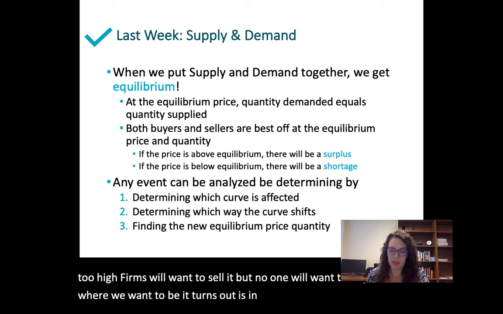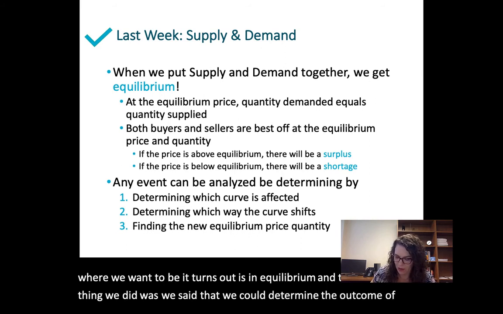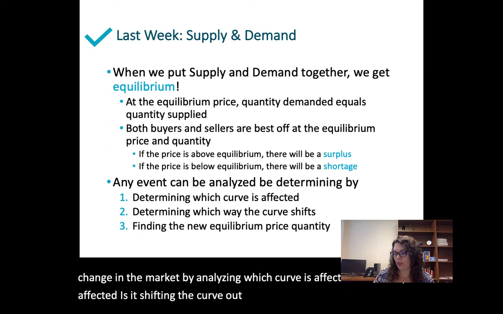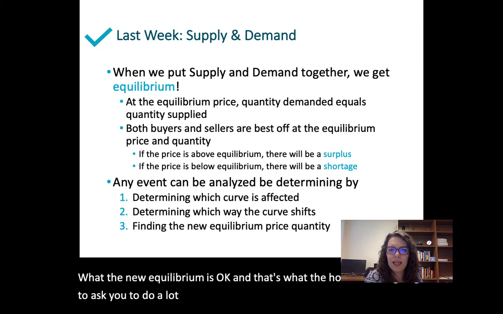And then the last thing we did was we said that we could determine the outcome of any change in the market by analyzing which curve is affected, which way it's affected, is it shifting the curve out or in, and then what the new equilibrium is, okay? And that's what the homework is going to ask you to do a lot of, putting those all together.